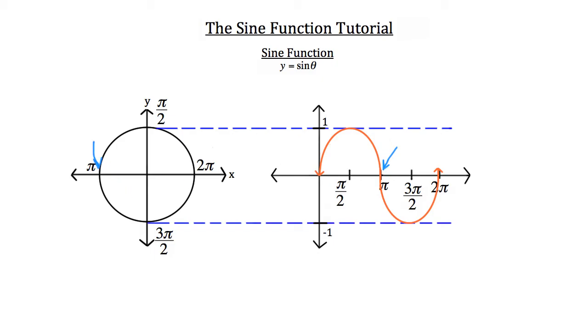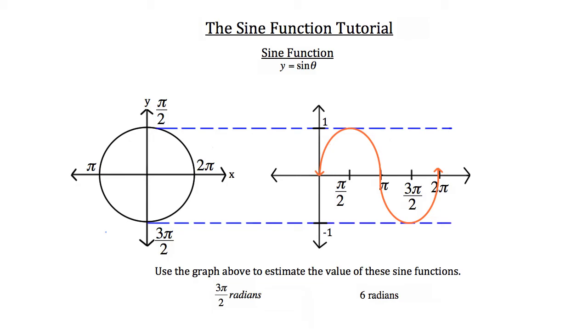Remember, these values over here on our sine wave just correlate directly to the y values over here on our unit circle. So when we're hitting the x-axis here, here, and here, that's just us hitting the x-axis here, here, and back again as we go back around the circle. So if I were to ask you to use the above graph to estimate the value of these sine functions, you could. Let's begin with that 3 pi over 2 radians.